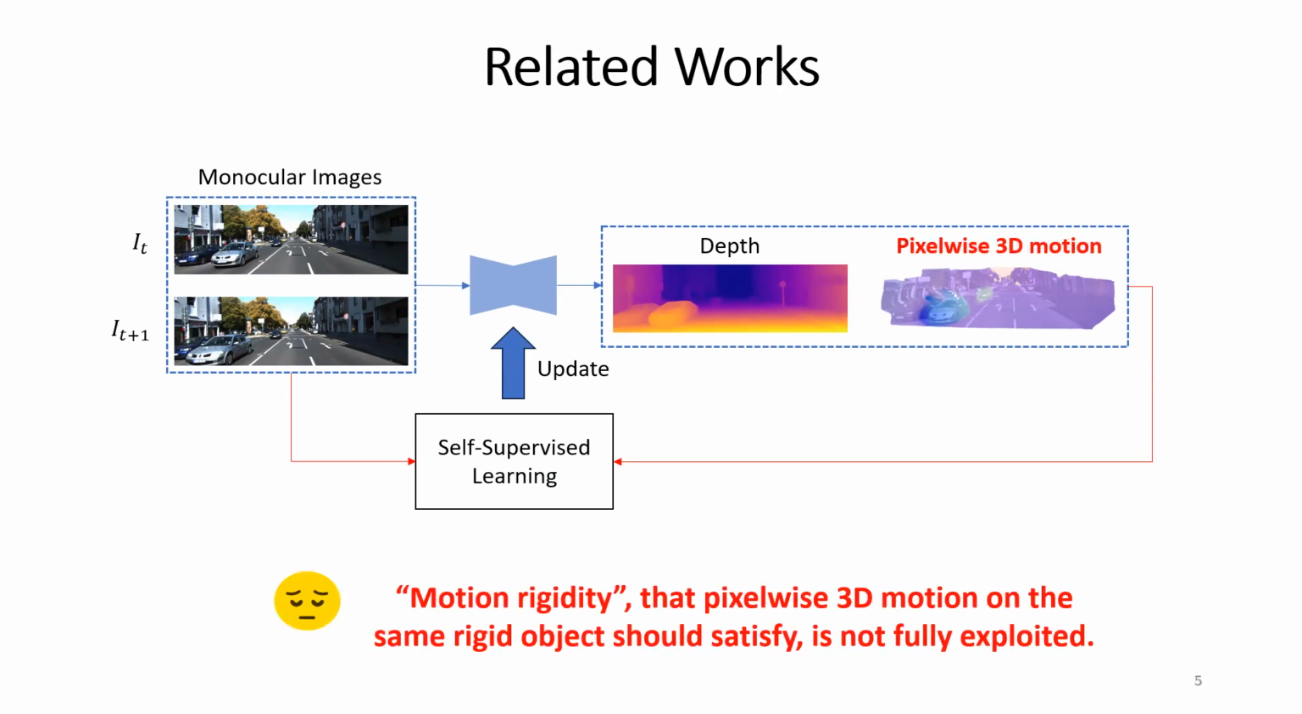One limitation of these methods is that they do not fully utilize motion rigidity, that pixel-wise 3D motion on the same rigid object should satisfy. This further hinders their potential for achieving better performance.